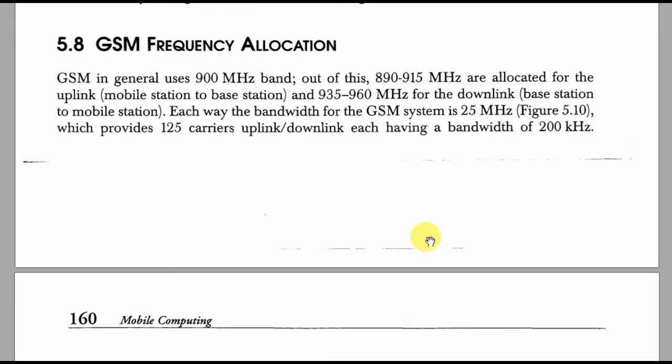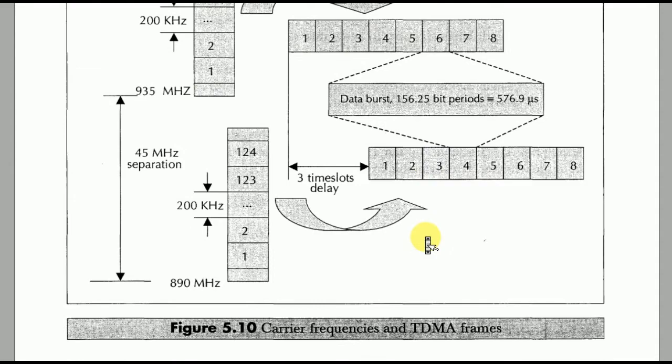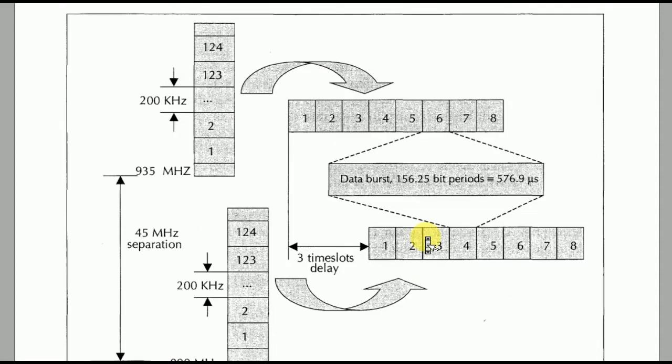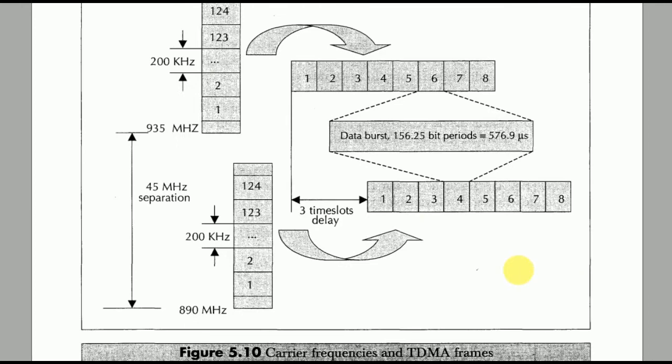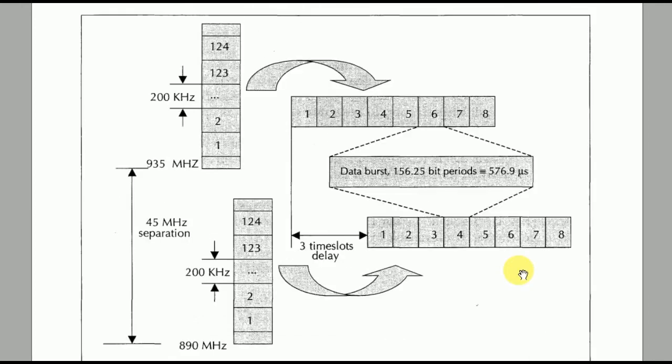Here we can see the figure. In this figure, you can see the uplink and downlink frequencies. This band of frequencies, that means 890 megahertz to 915 megahertz, is used for uplink. Uplink means mobile station to base station. So we have 124 channels available in this band of frequencies.